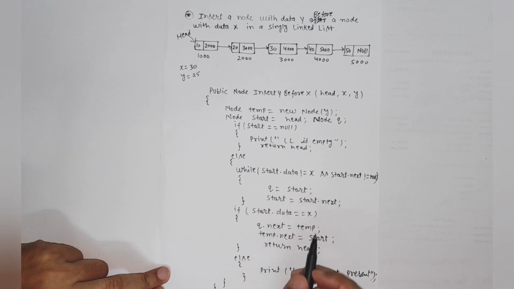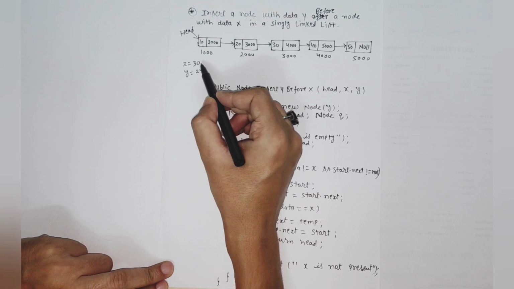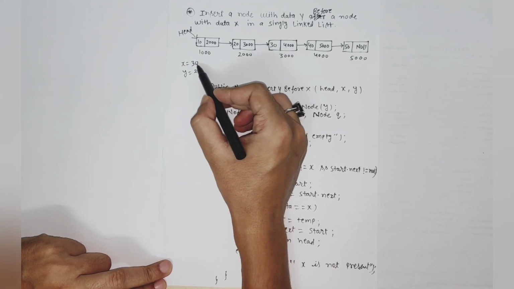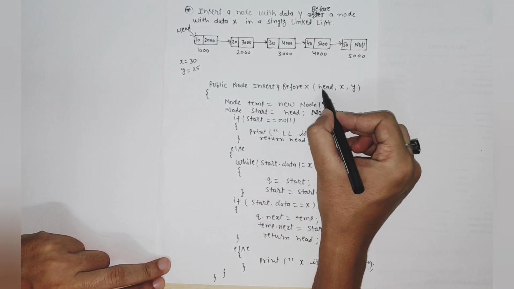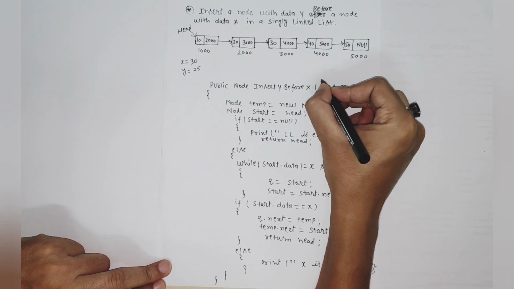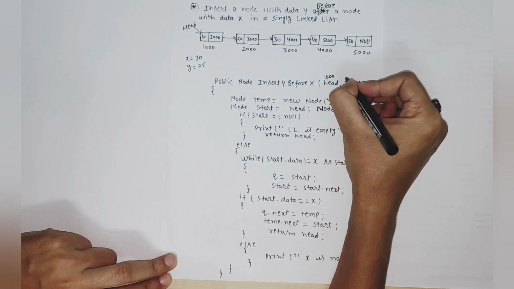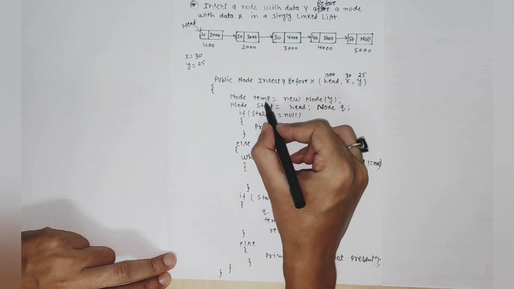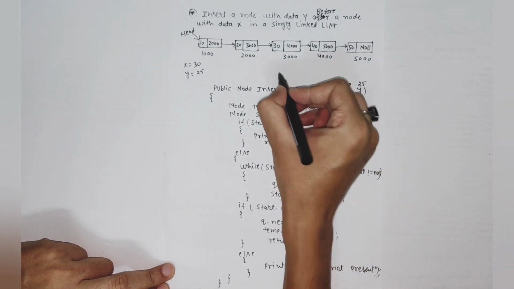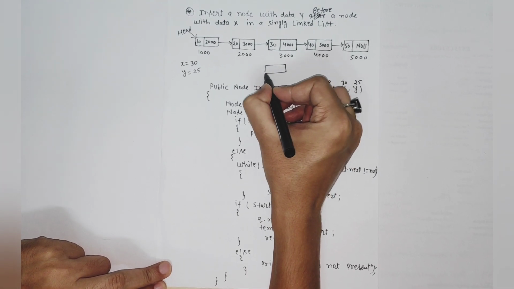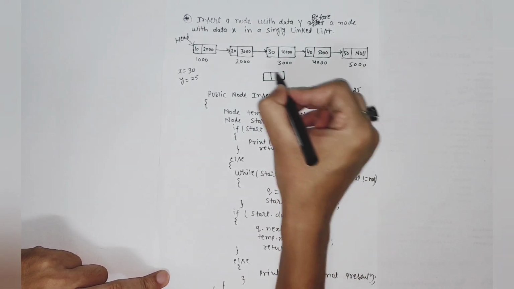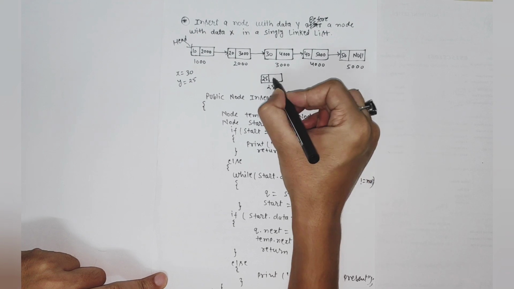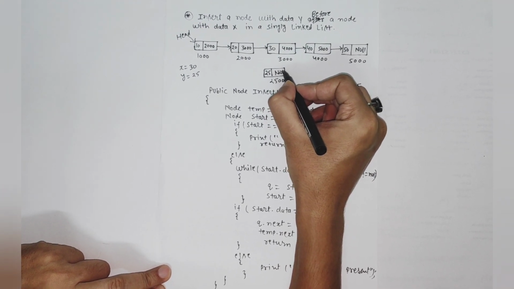Now let's dry run this code. So the x value is 30 and the y value is 25. So we need to place our node 25 before 30. So now here in the head the value is 1000, x is 30 and y is 25. Now we will create a temporary node with data value y. So here I am creating a temporary node with value 25 and address I am assuming 2500 and the next pointer will be null.